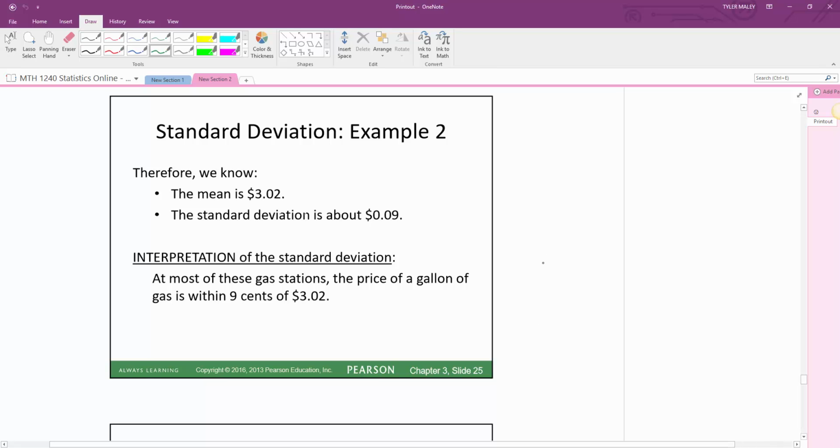So we could expect most of our gas prices to be between 3.02 minus 9 cents and 3.02 plus 9 cents. So 3.02 minus 9 cents would be what? $2.93. And then 3.02 plus 9 cents would be $3.11. So most of my gas prices are going to be in between these values.